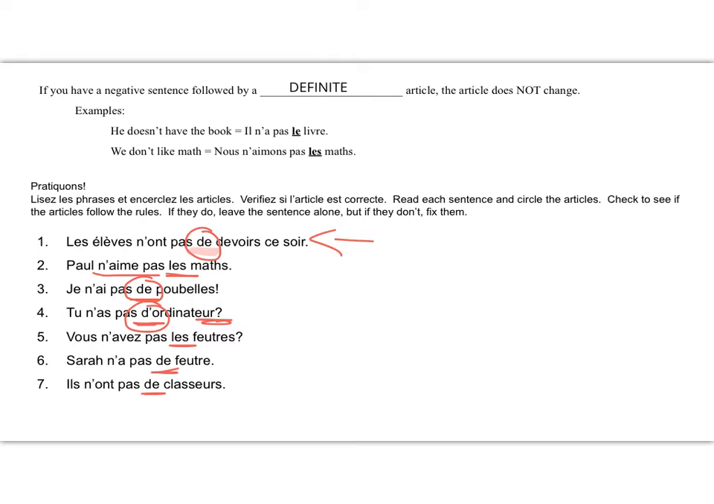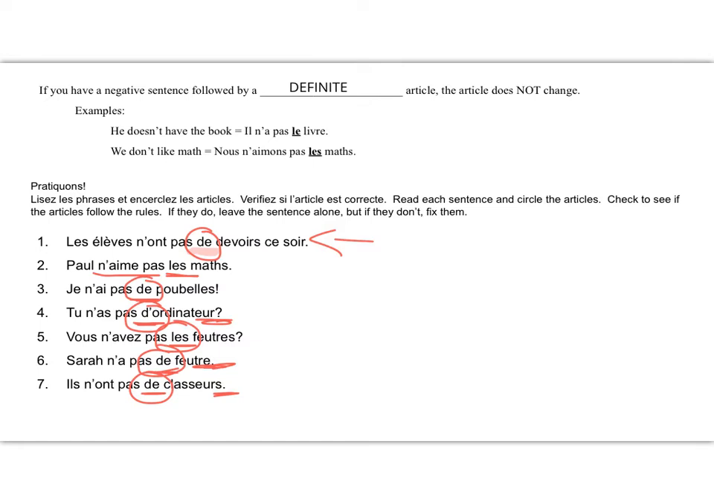Vous n'avez pas les feutres. You don't have the markers. It's the markers, so we're okay here. Sarah n'a pas de feutre. Sarah doesn't have a marker. So remember, in English we say a, but here they say any, but it's still just one marker. And then, ils n'ont pas de classeur. They don't have any binders. Okay? So, hopefully this is going well.